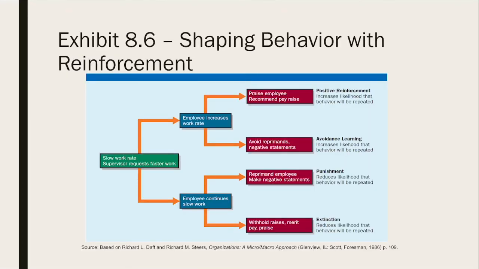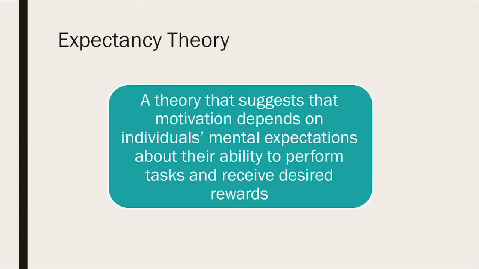I'll let you guys take a look at Exhibit ch8. That's just shaping behavior with reinforcement. You can do it through what they say here: avoidance, learning, positive reinforcement, punishment, extinction. All of these play in to shaping a person's behavior.